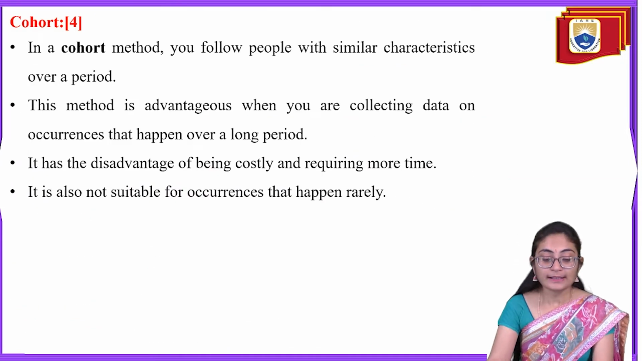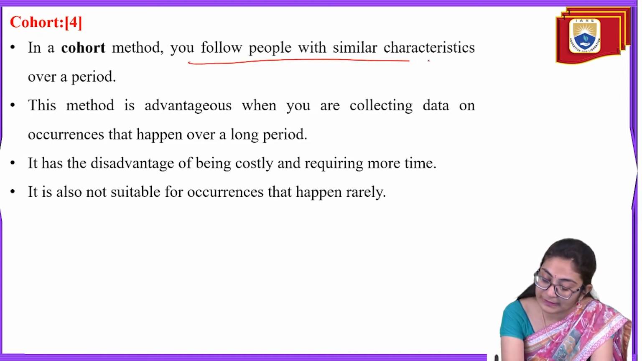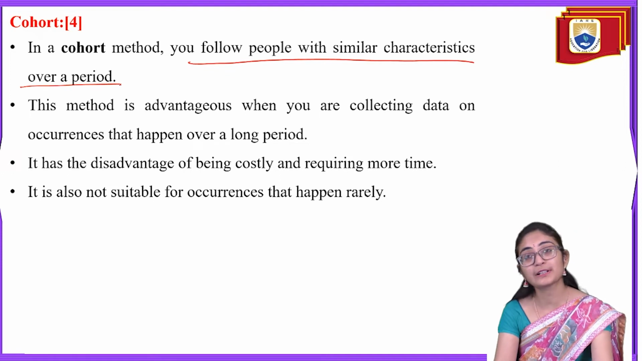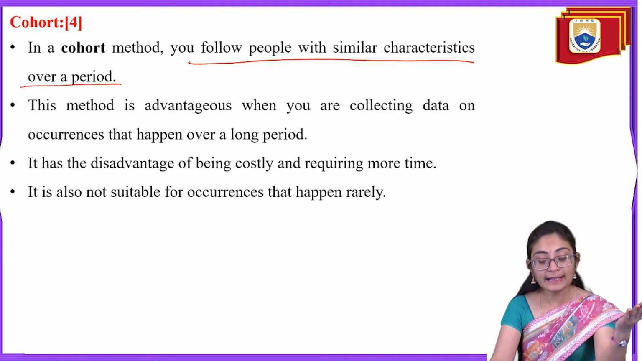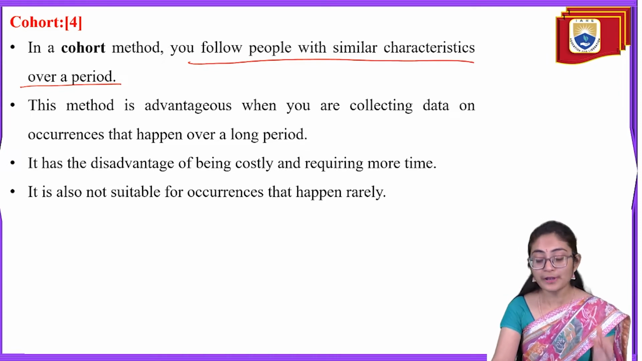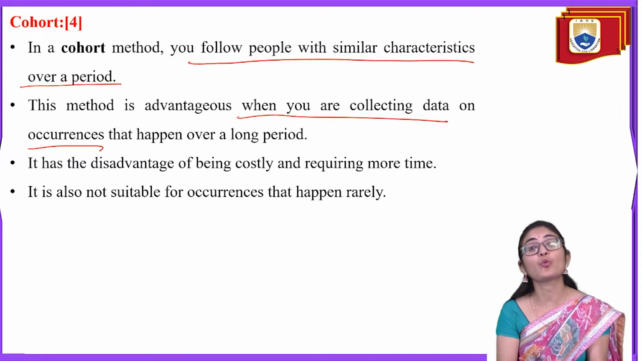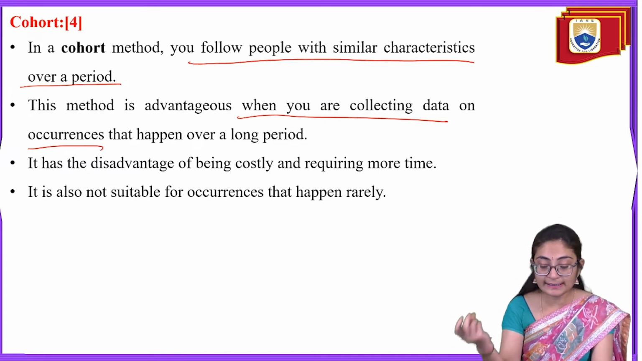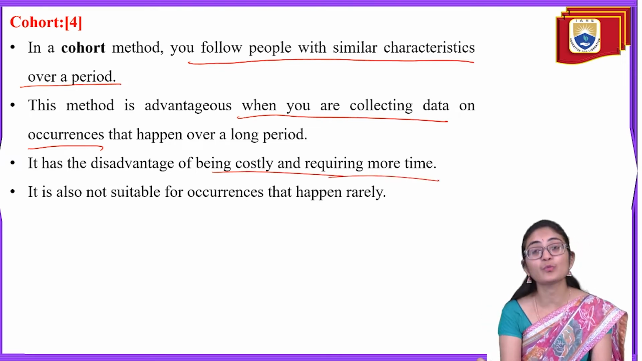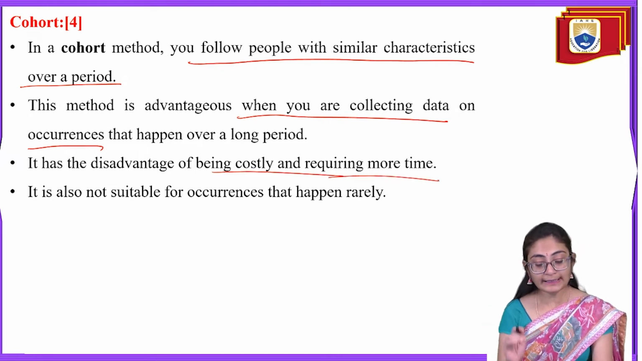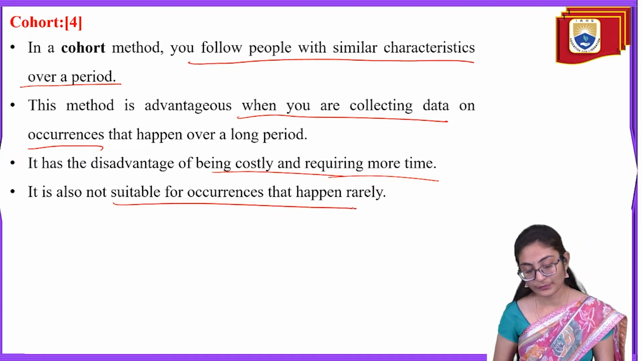Then cohort. In a cohort method, you follow people with similar characteristics over a period. That means this cohort technique will contain some similar characteristics. This method is advantageous when you are collecting data on occurrences that happen over a long period. Generally, it has a disadvantage also. Mostly it is costly and requires more time, and it is not suitable for occurrences that happen rarely.